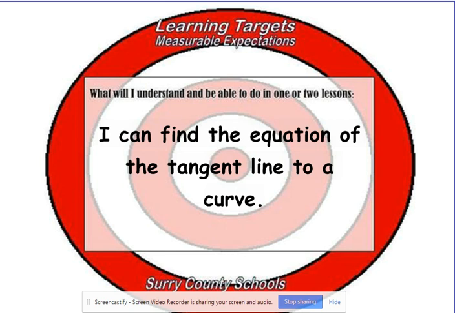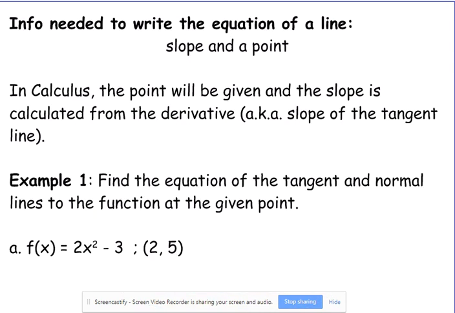We're going to have to find the equation of the tangent line to a curve. So we've talked about the slope of the tangent line comes from the derivative at a point, but now we're going to write the equation of that line. To write the equation of any line, you need the slope and you need a point. That's all you need to write the equation of a line.